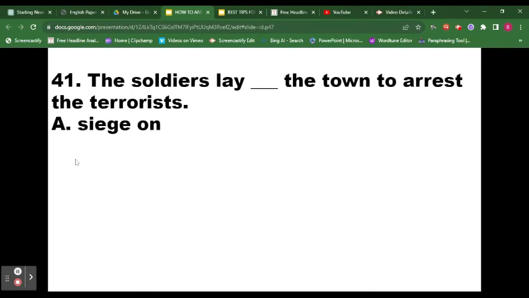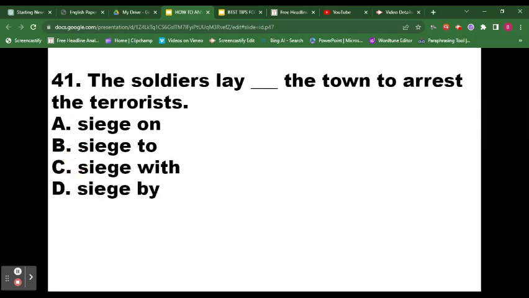A, siege on. B, siege to. C, siege with. D, siege by. Of course, the answer is B, siege to. When the soldiers lay siege to a town, they surround the town, ready to attack or invade the town or arrest people in the town. Okay.